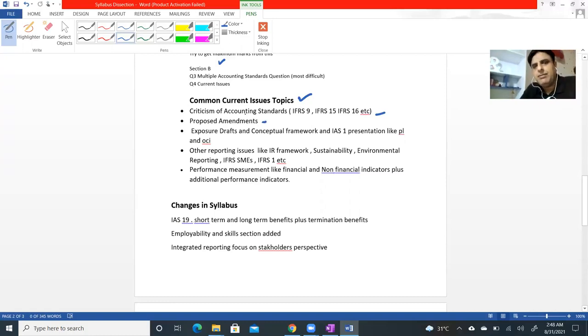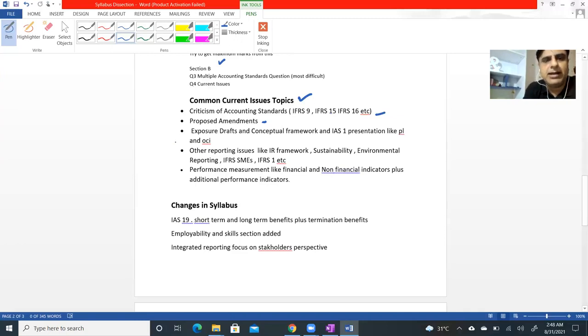You should be well prepared. Go for technical articles. Keep an eye on the proposed amendments and read all the amendments in your syllabus or in your books. Then the third part is exposure drafts and conceptual framework and IAS 1 presentation, like profit and loss and OCI discussion, classification, reclassification to profit and loss or non-reclassification. These kind of discussion. Then we have other reporting issues.